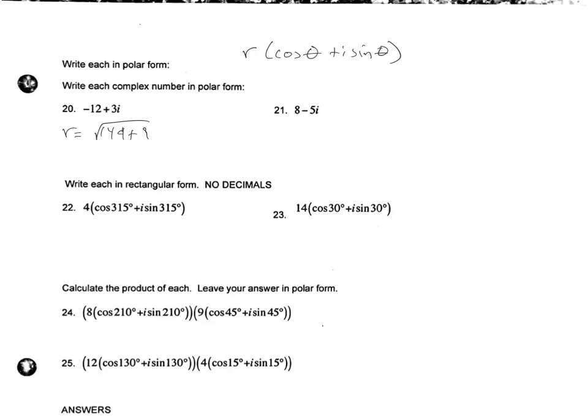The directions say nothing about decimals. So you can have a decimal for your angle, because that's really the only thing you can have, but this will be radical 153. And then for your angle, we of course have the inverse tangent of 3 over 12. No i, and it's negative 12. Make sure that this gets put in the correct quadrant. We are negative 12 up 3, so we're here in the second quadrant, and so the angle is 165.96.